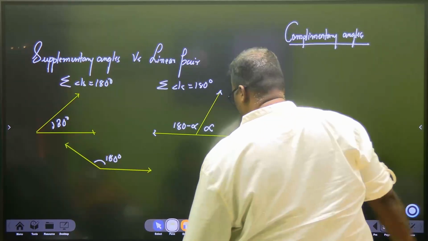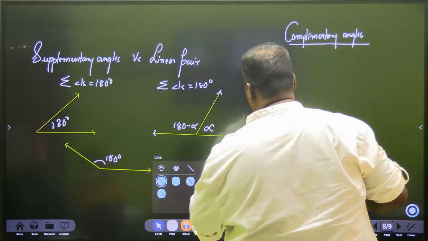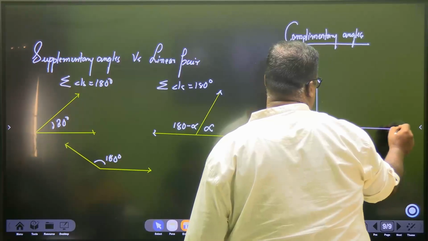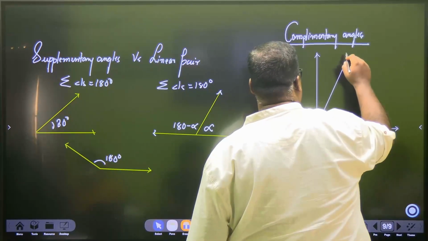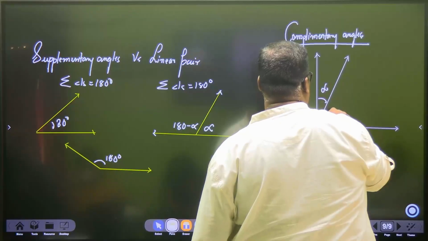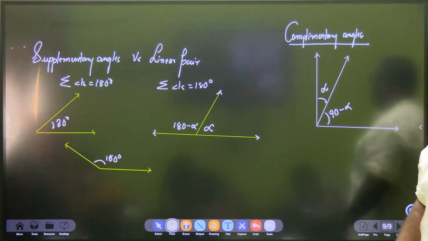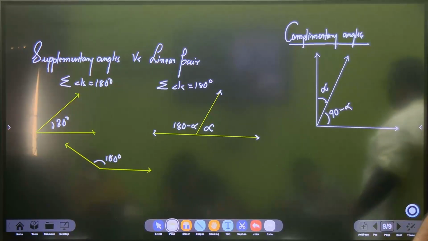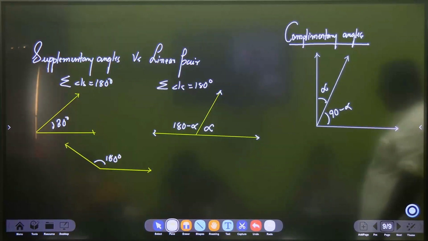Complementary angles. In complementary angles, the formation is actually a 90 degree formation. The base formation is always 90 degrees. And then you draw an arm wherever you want. So in that case, what do we get? If this angle is alpha, then this angle is 90 minus alpha, and they will be known as my complementary angles. So is complementary clear? Supplementary clear? Linear pair clear? Very good. Shall we go ahead? Okay.